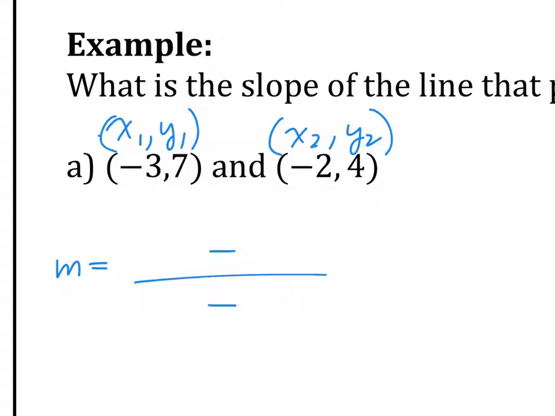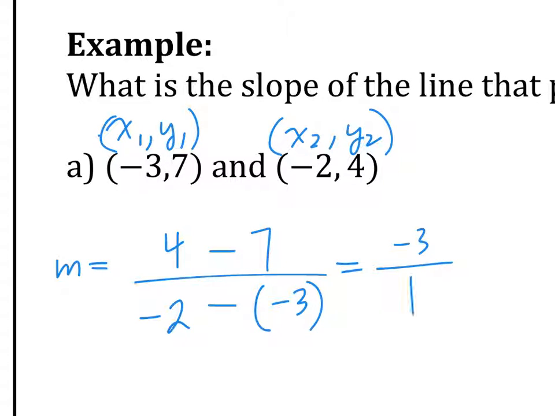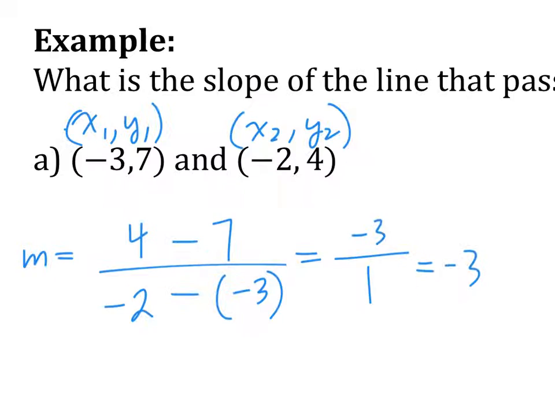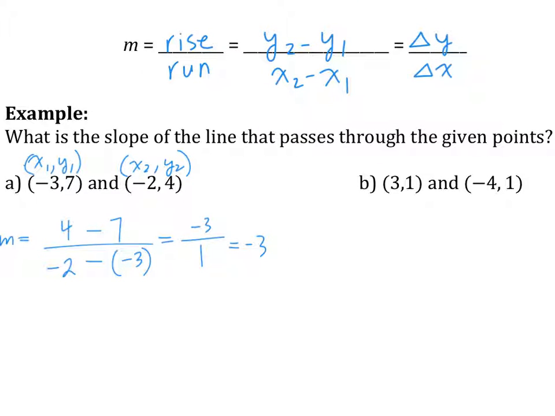So you're going to take y2 minus y1, so that is 4 minus 7, over x2 minus x1, so that is minus 2 minus minus 3. Please be careful with the double negative. That's going to be minus 3 over 1, so that is negative 3. Good? Easy stuff? Let's have you practice with B. So 1 minus 1 over minus 4 minus 3. That is 0 over negative 7, which is 0. 0 divided by anything is always 0.